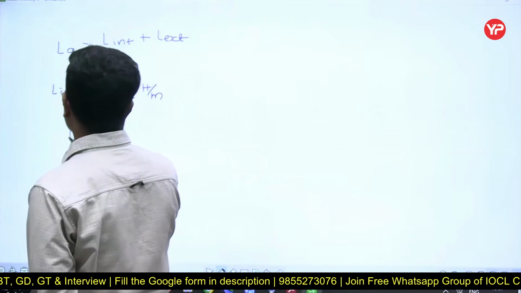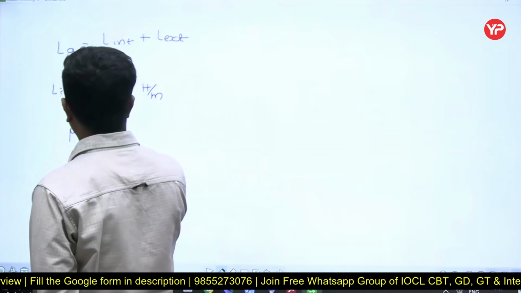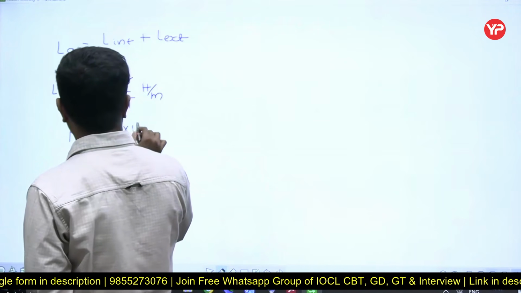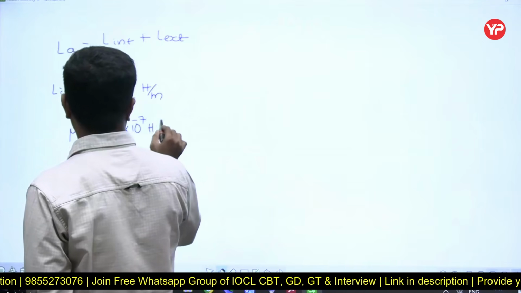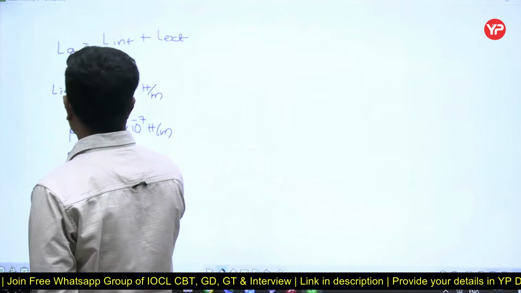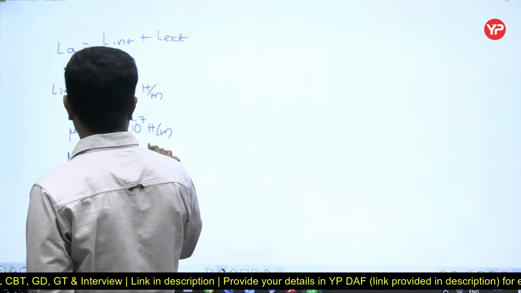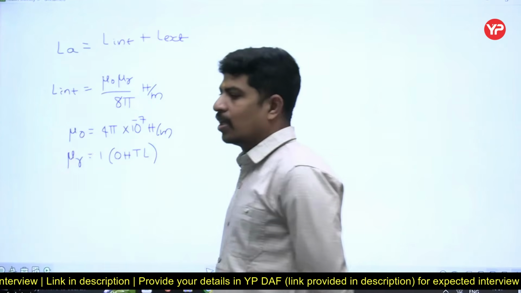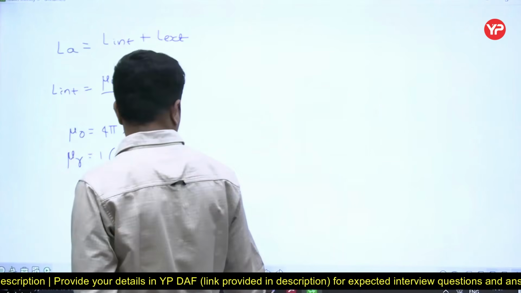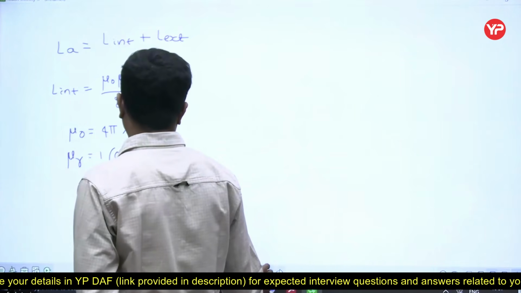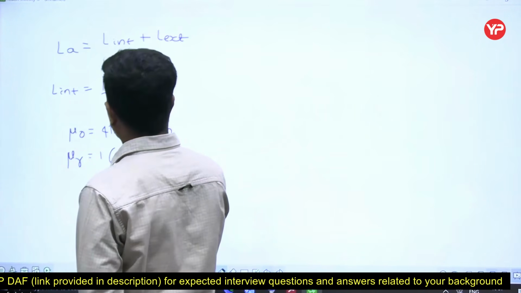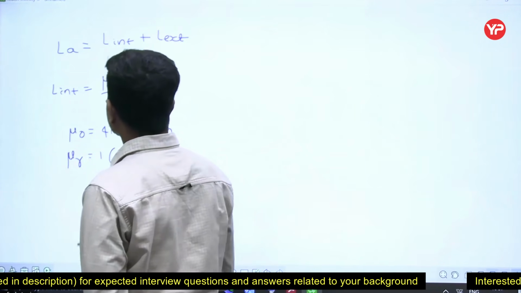Where mu naught is 4 pi into 10 to the power minus 7 Henry per meter. Mu r is equal to 1 for overhead transmission line. Relative permeability, overhead transmission line made up of aluminum. Yes, it is for aluminum, right?